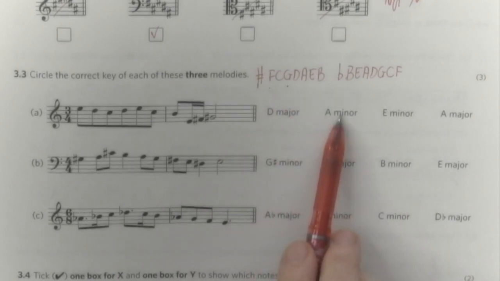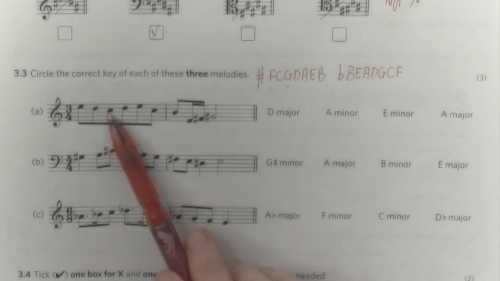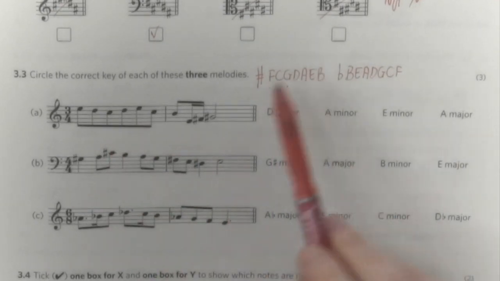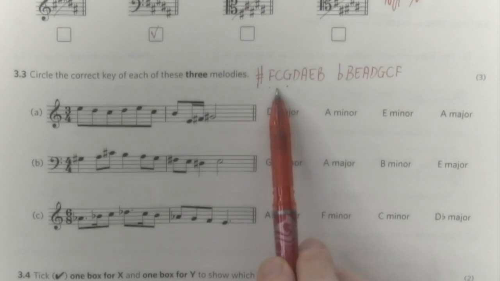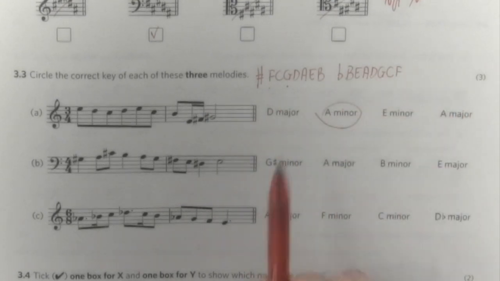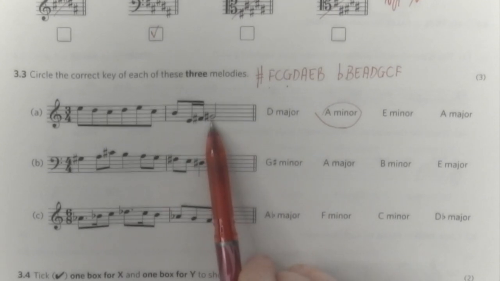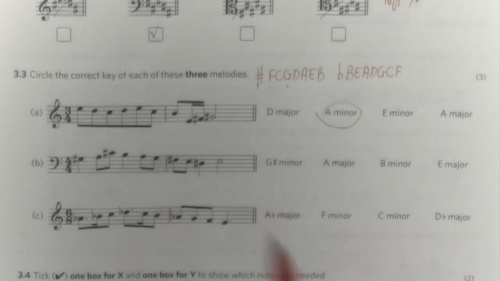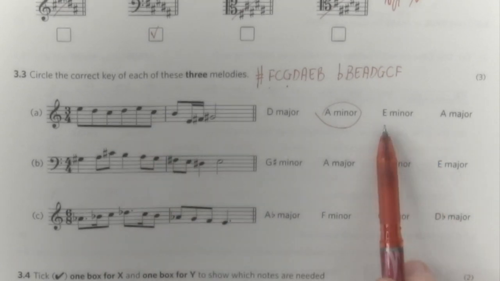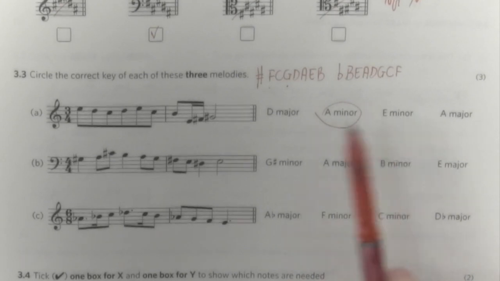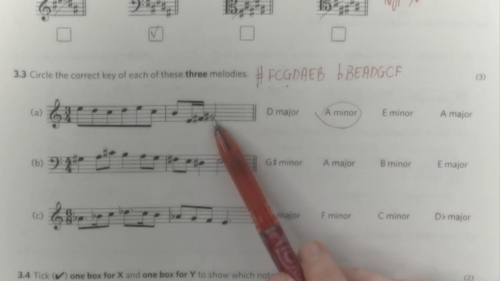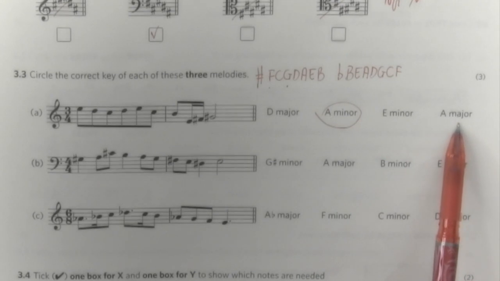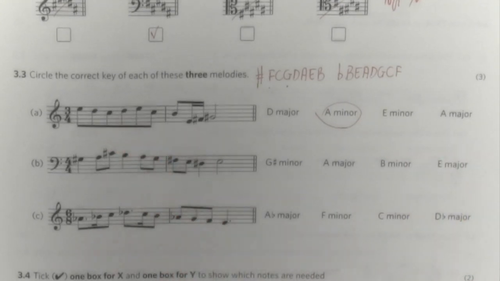A minor is the relative minor of C major, and C can't be sharp. So this is why this C is not sharp, because we are in E minor. In D major, we wouldn't have G sharp, and we would definitely have C sharp because it's the leading note. E minor is the relative minor of G major, and G can't be sharp. A major has more sharps, definitely do sharp. So A minor is the only option that we can really consider.